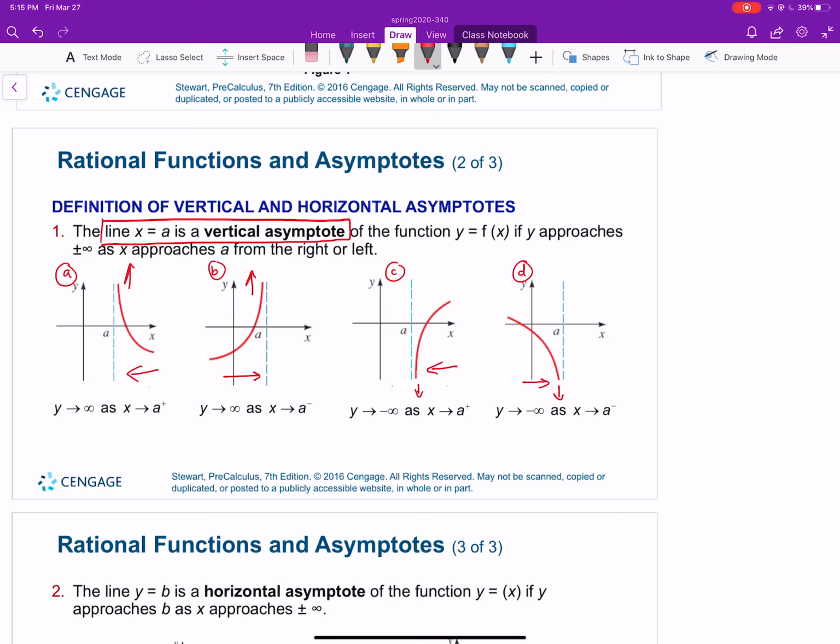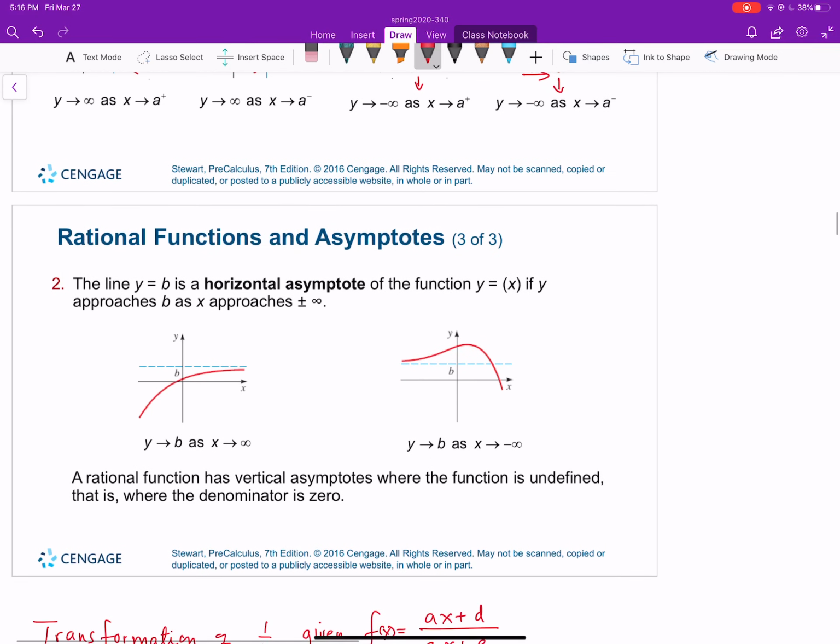Or you could have a combination. Either you could have A and D happen, where coming from the right, you're going to positive infinity, and coming from the left of a, you're going to negative infinity. And you could also have B and C happen. So different variations could happen. But what I want you to take away from this is that you are trying to find what happens as you approach a from the left and the right. Only two scenarios could happen: either you're going to positive infinity or negative infinity.